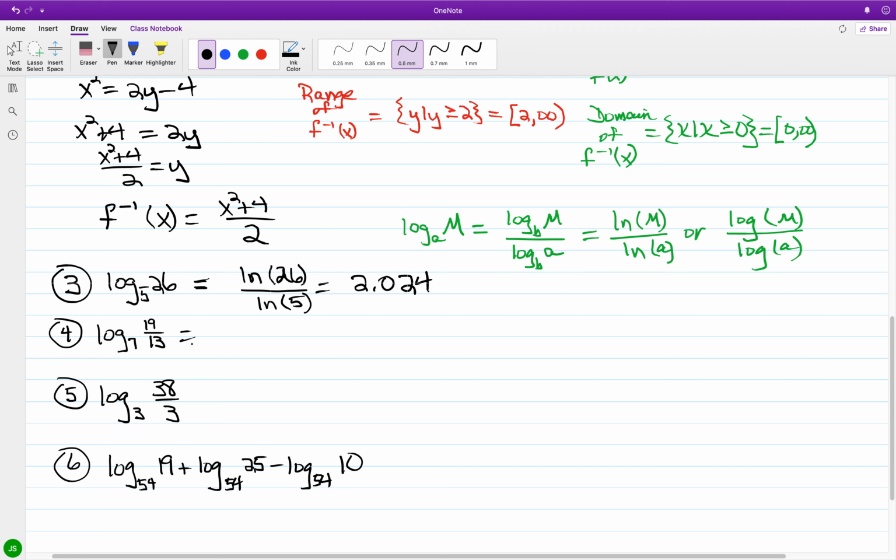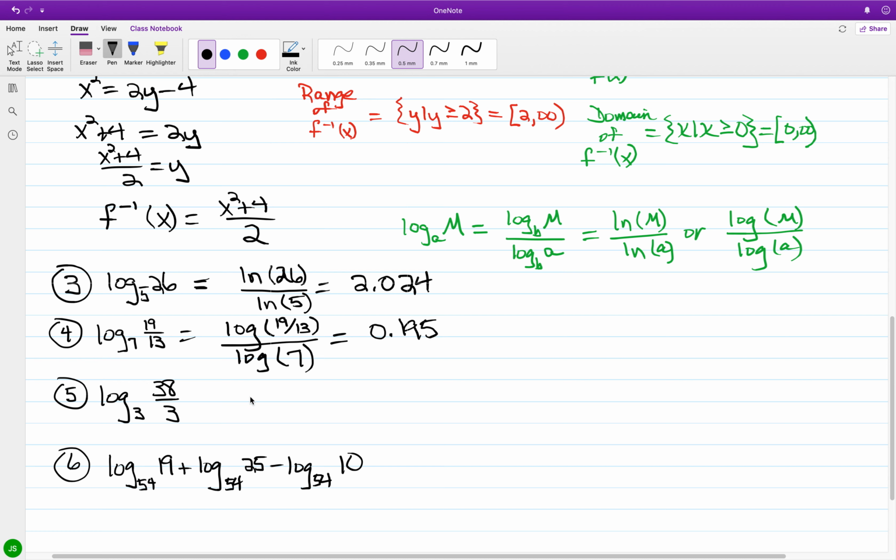Now for the base 7 logarithm of 19/13, we'll just go with the base 10 logarithm on this one. So we'll have the log of 19/13 all over log of 7. Taking what we have now, the base 10 logarithm of 19/13 divided by the base 10 logarithm of 7, this will come out to 0.195.